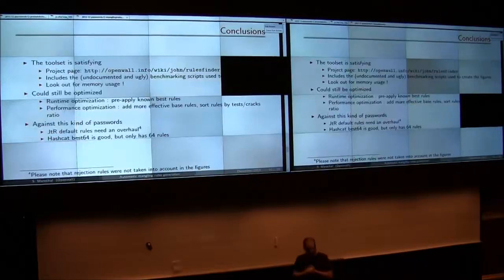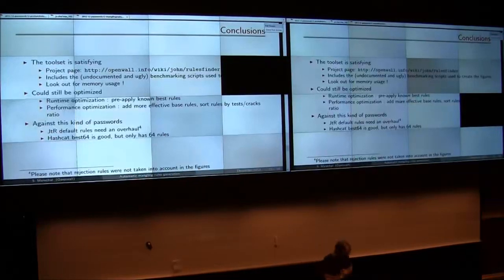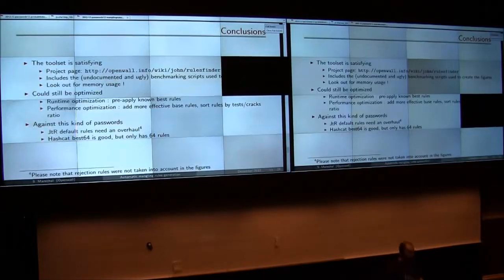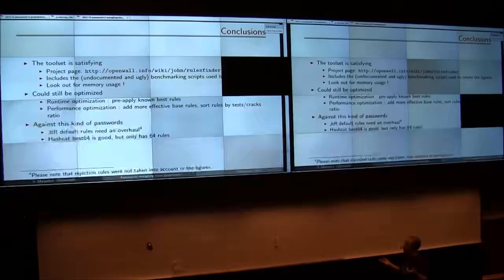There are still a lot of optimizations that can be done. For example, it's obvious that the best rule is the identity rule. So you can just pre-apply it, remove all passwords that are cracked by the identity rule, and start from that. And you will greatly reduce the runtime and memory usage. Also, what would be nice is to add better rules, obviously, and to rank them by effectiveness and not by passwords cracked.